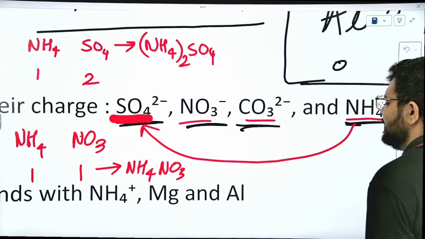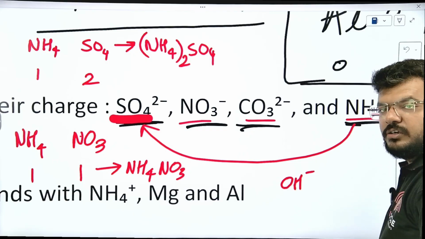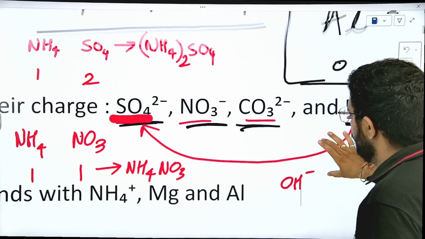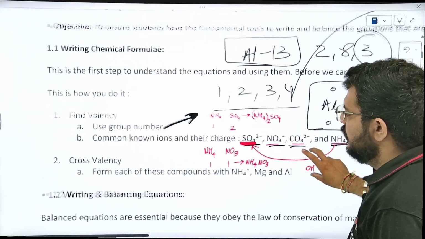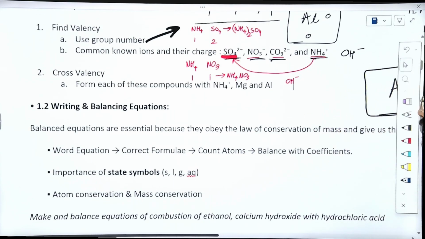You can try the same method and find out the formula for aluminium hydroxide. You should find it to be Al(OH) thrice. Let me know in the comments if that is the answer.